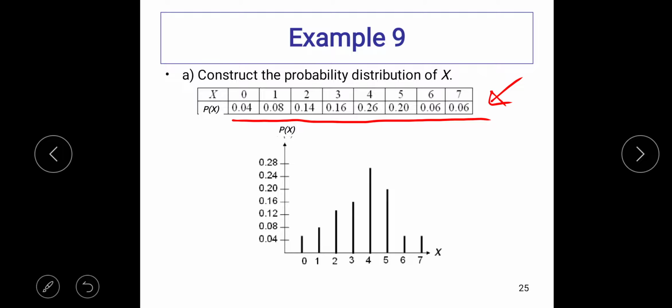So if you plot your probability distribution function in the form of a graph, you see that it keeps on increasing and then it goes down. Alright, so again, this refers to the number of bookings. These are your probability values.